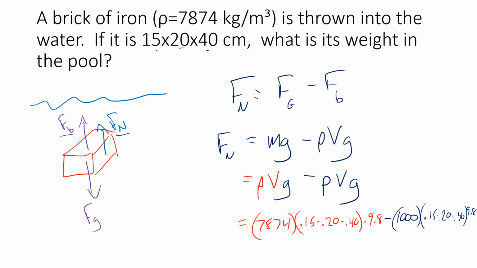So that means the weight of it is going to be 808 newtons. And that makes sense. It should be less than it normally would be. If you multiply that out, the Fg is going to be about 950 newtons, and that should be more. So the force of buoyancy is, in this case, about 140.